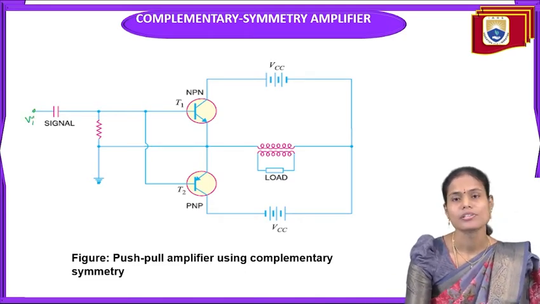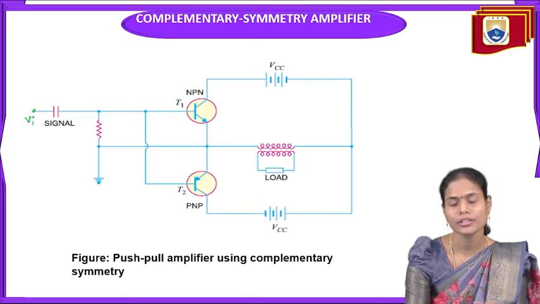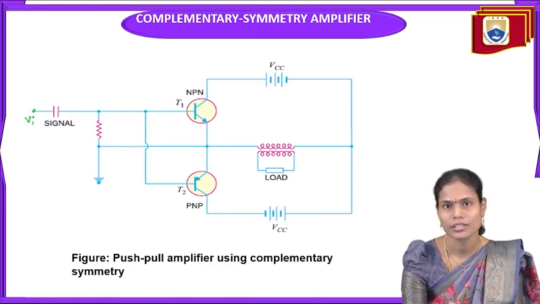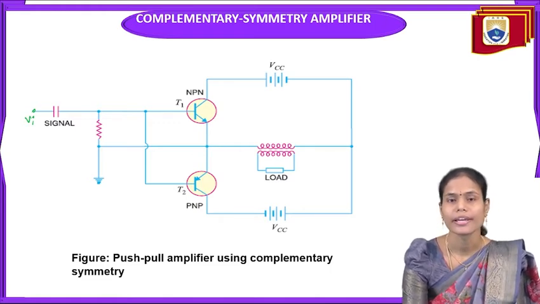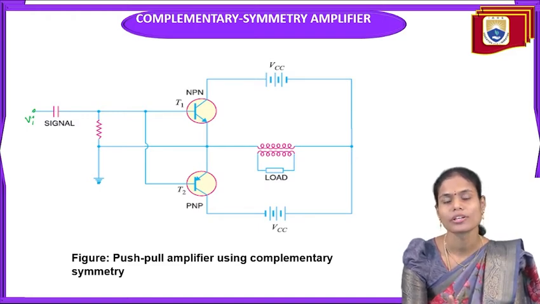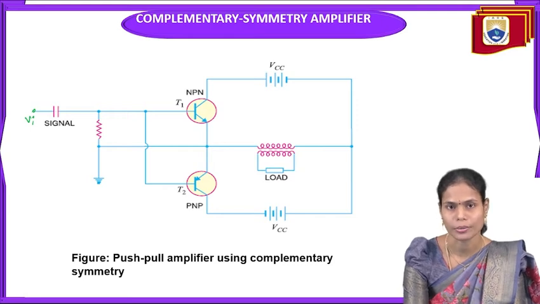So this is the circuit for the complementary symmetry push-pull amplifier. What is the basic difference between the push-pull class B amplifier and this one here? We are not using any center tap transformers here. Only one single transformer is used in order to measure the output.